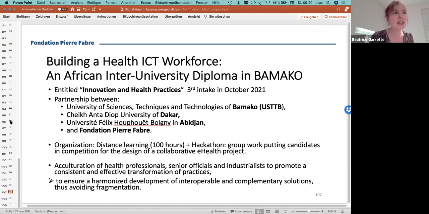And the organization is, there's one part by distance learning, around 100 hours of courses. And then there's a hackathon. Everybody is grouped in Bamako for project learning and designing collaborative projects. And the objective is really to try to contribute to a more harmonized development of interoperable and complementary solutions, and thus avoid fragmentation. And I thank you very much.